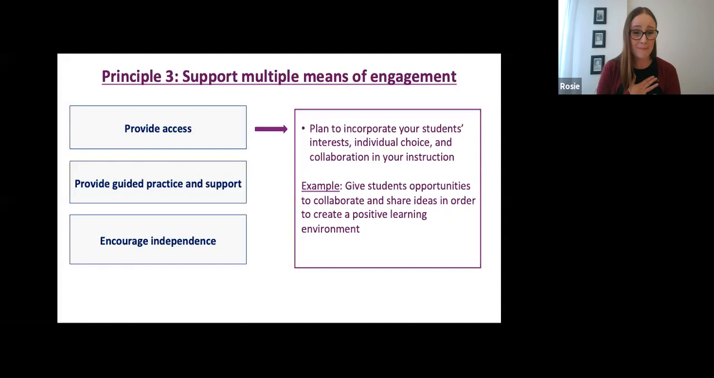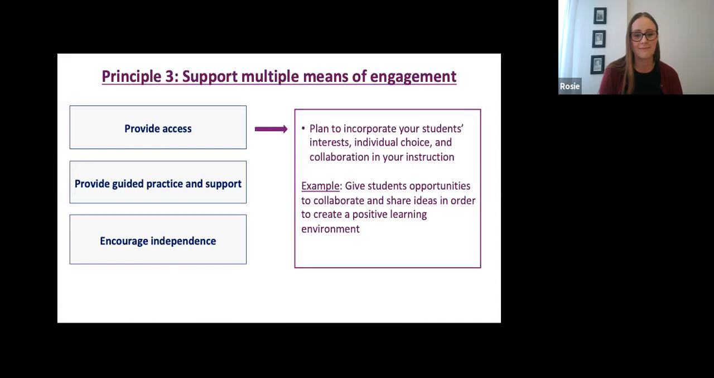So we need to give them opportunities to collaborate and share their ideas in order to create a positive learning environment, but also to teach them that they are independent in their learning. And that also moves the teacher from being front and center to being a guide on the side, as many of us have heard, or to reduce teacher talk time, right? Wonderful, yeah. We need to provide guided practice and support.